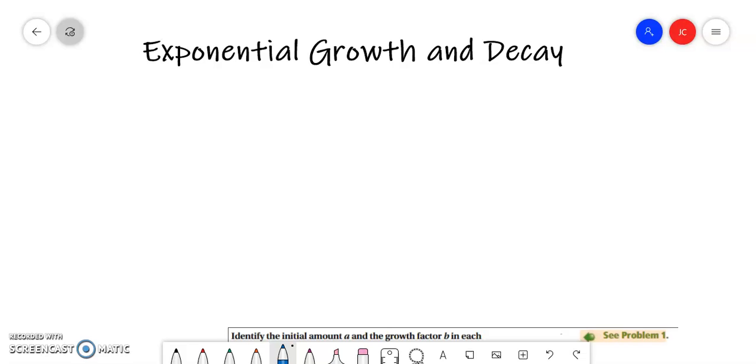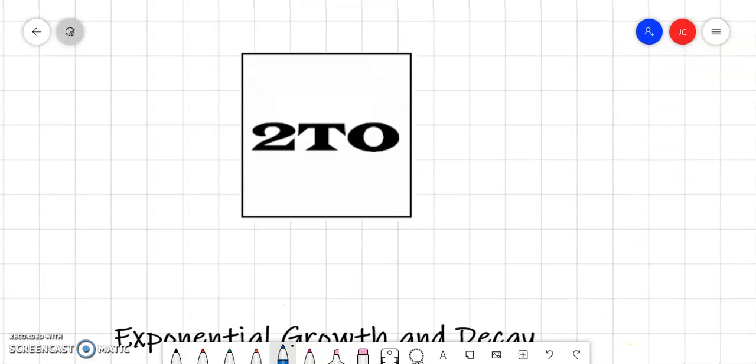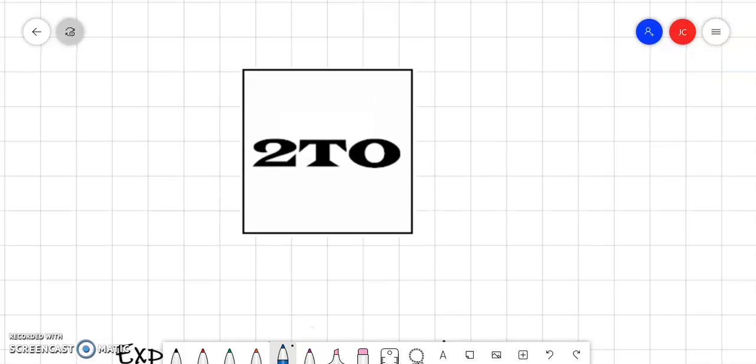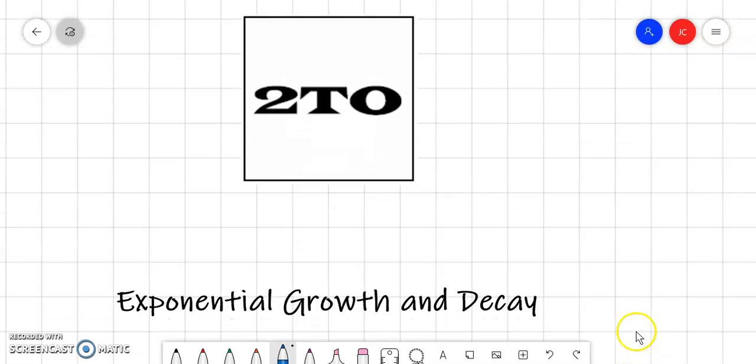All right, in this lesson, we're going to talk about exponential growth and decay. Before we get into that, I do have a what's it type puzzle. Take a guess at that, and I'll tell you the answer at the end.